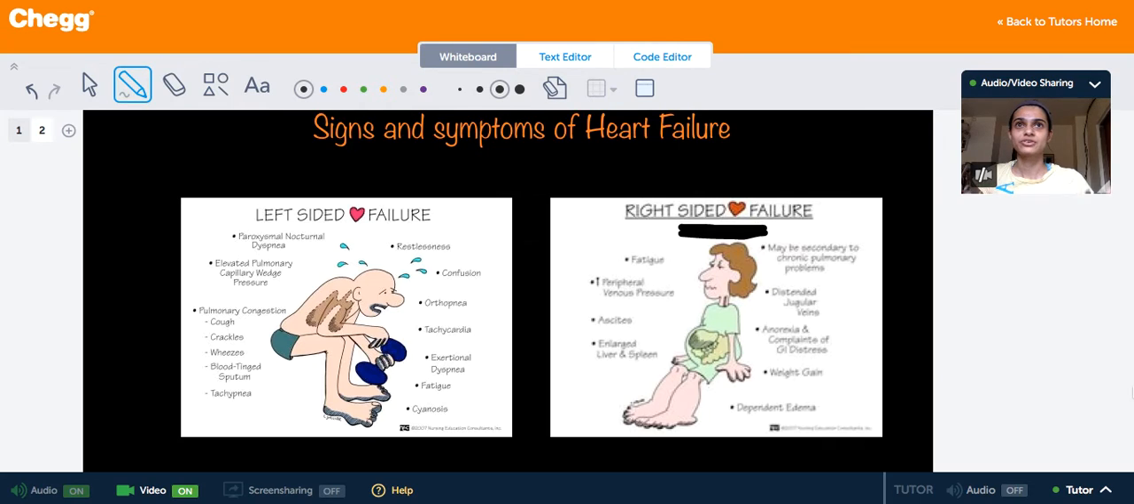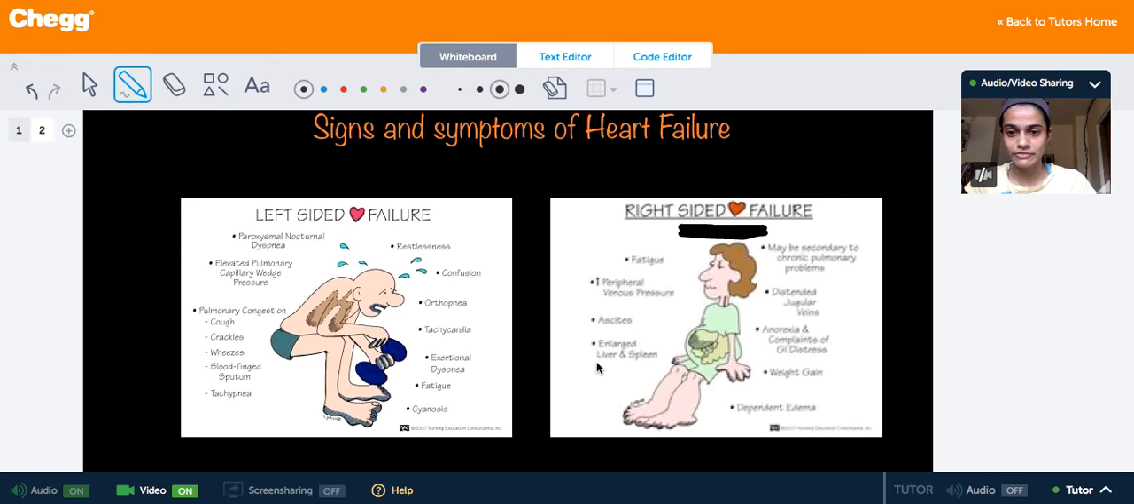These are the two major differences as to where the congestion and pooling of blood is happening in left-sided heart failure versus right-sided heart failure. In left-sided heart failure, you have a lot of the pooling, stagnation and congestion of blood happening in the lungs, whereas in right-sided heart failure, the blood is stagnating in your lower extremities. The differences in symptoms are mainly these two, and the rest of them are kind of overlapping.